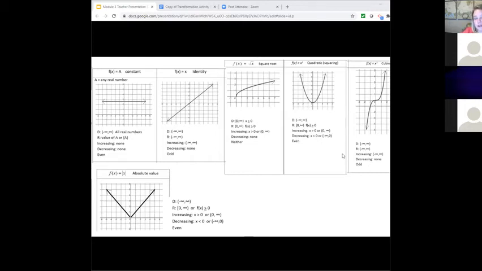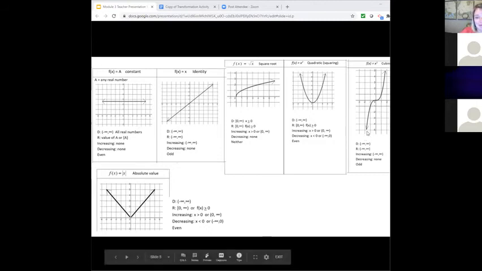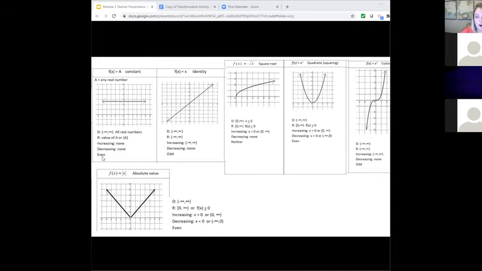There are also some ideas about even and odd. So this is even because it is symmetrical around the y-axis. Again, you will have videos and some wonderful resources to look at as you work with these ideas this week, but I just wanted to give you some basic ideas around the cubing function and the absolute value function. Those are our 6 basic functions as we are going to be shifting them around today.